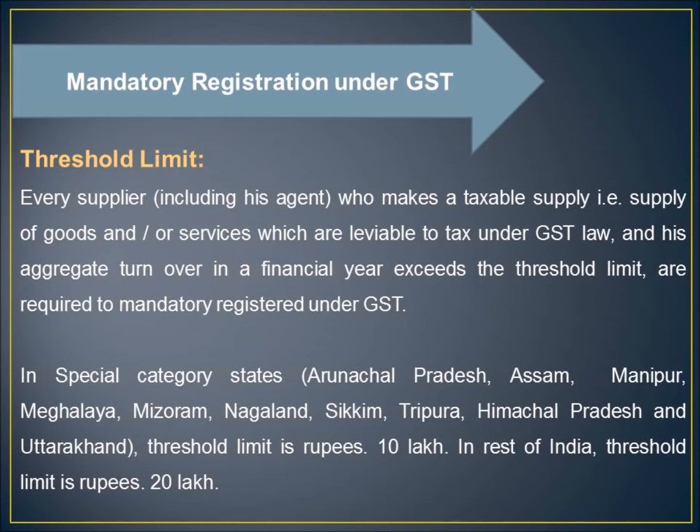In special category states, Arunachal Pradesh, Assam, Manipur, Meghalaya, Mizoram, Nagaland, Sikkim, Tripura, Himachal Pradesh and Uttarakhand, the threshold limit is Rs 10 lakh. In the rest of India, the threshold limit is Rs 20 lakh.